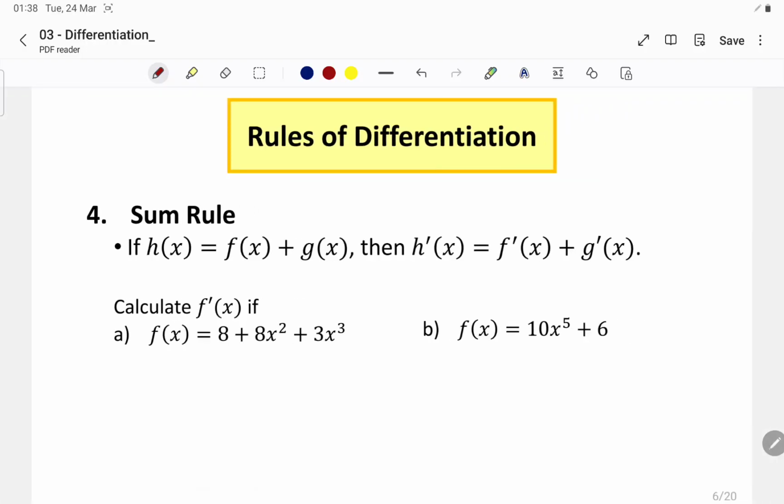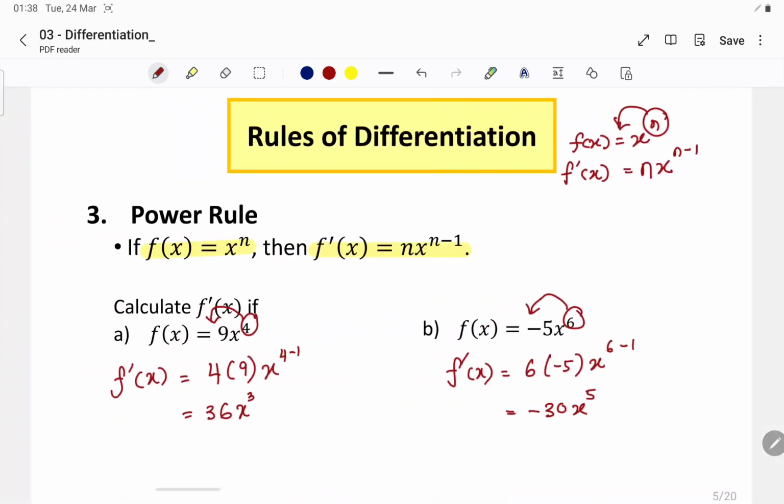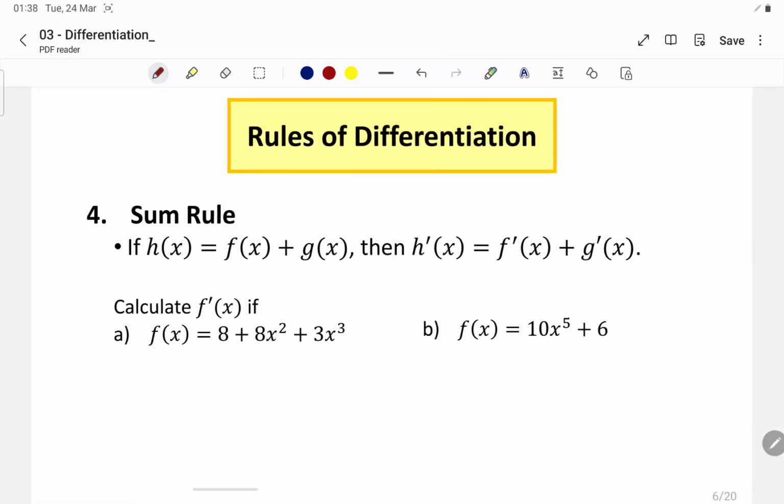Okay, now we go through the sum rule. The sum rule is actually similar to the power rule, it's just that we have more than one term. If you see the first rule, second rule, third rule that we learned just now, they only have one term. Now for the sum rule, we have more than one term inside. Also the same, we just have to differentiate using the three rules that we learned just now. So we straight away go to the example. We have f(x) equal to 8 plus 8x to the power of 2 plus 3x to the power of 3. So how to solve this question?